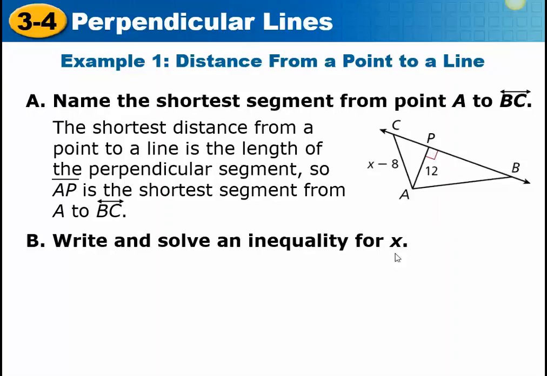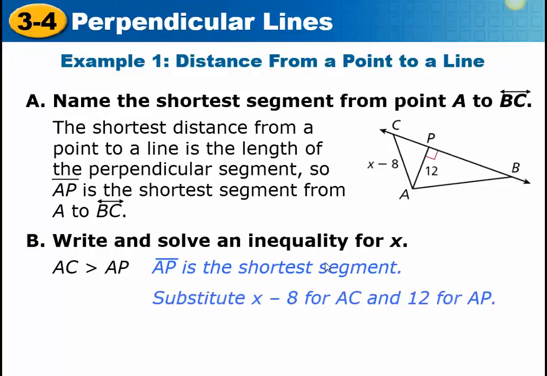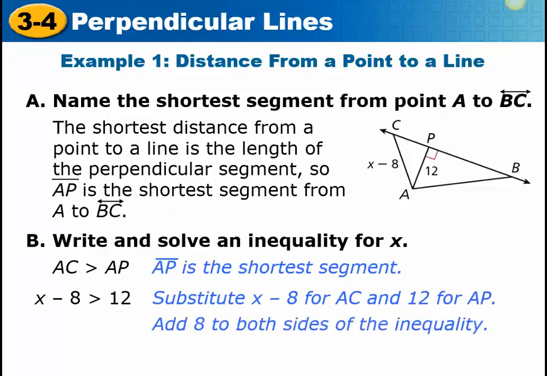When they ask you to solve an inequality, what they want you to do is to say that, well, that length of 12 is less than the length of AC, which is x minus 8. Or in other words, AC is greater than AP. So we'll just substitute in what we know for both of the lengths. X minus 8 is greater than 12. Add 8 to both sides, and you get that x is greater than 20. So we know that this length here of x has to be greater than 20. So 21, 24, 38, but it would be greater than 20.